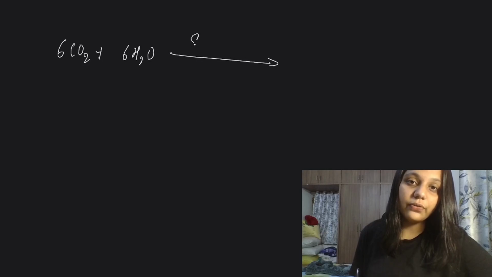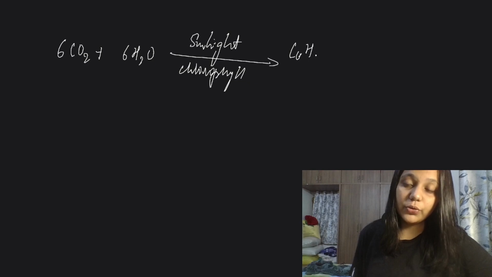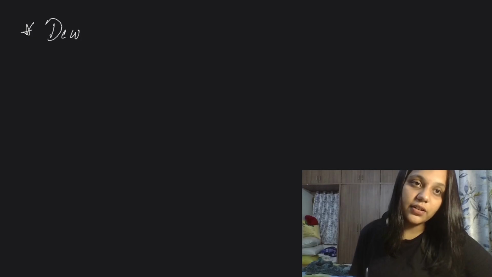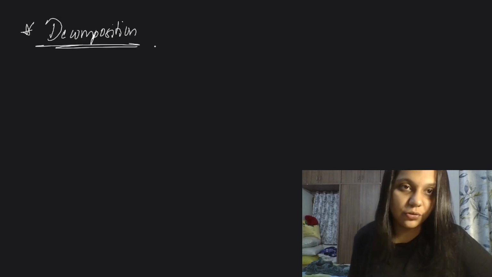So what is the formula of photosynthesis? 6CO2 plus 6 moles of H2O, in the presence of sunlight and chlorophyll, there is a formation of glucose and 6 moles of oxygen as a byproduct. And all the decomposition reactions which we are going to learn now will be examples of endothermic reactions. So before going to decomposition reactions, I need to give you some particular questions and the patterns which they will ask in the CBSE question paper.